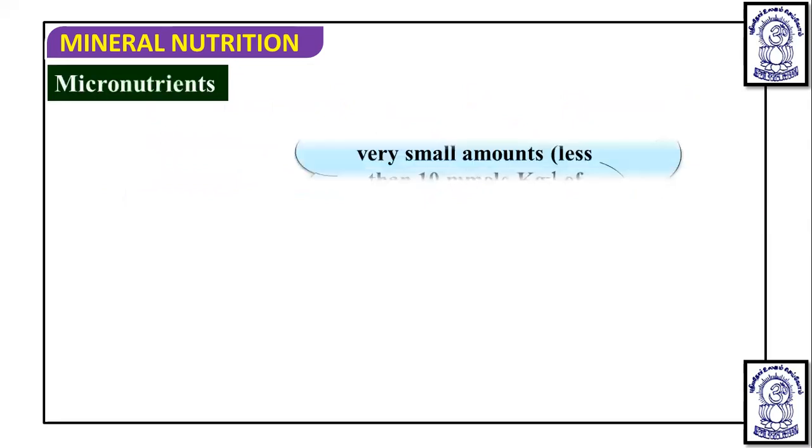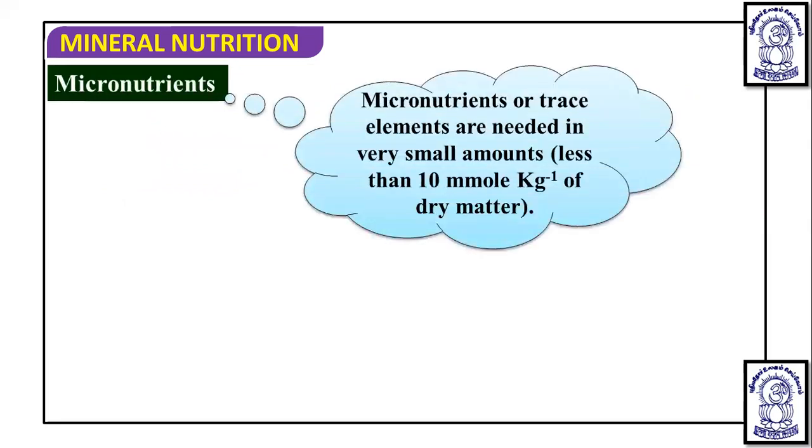Now we are going to talk about micronutrients. Micro means small, so these micronutrients are also known as trace elements, and they are needed in very small amounts. How small? Less than 10 millimole per kilogram of dry matter. So they are needed in small quantities and have a small concentration in plants.